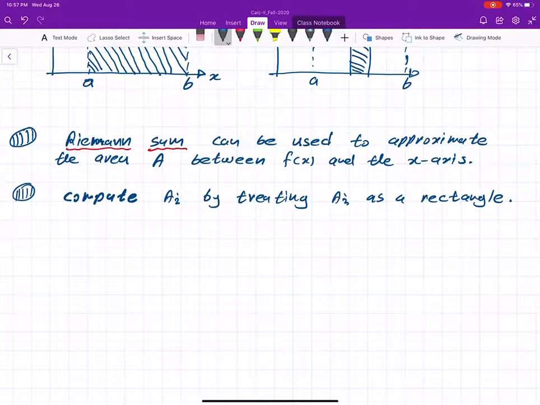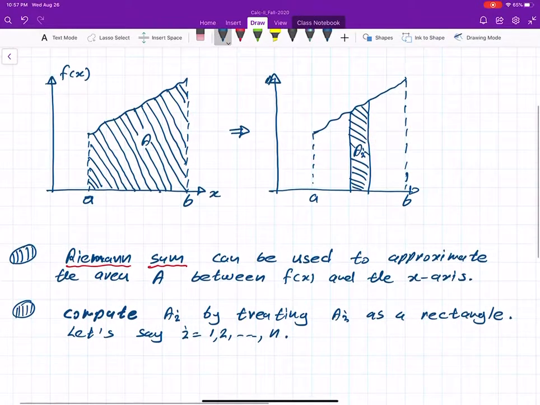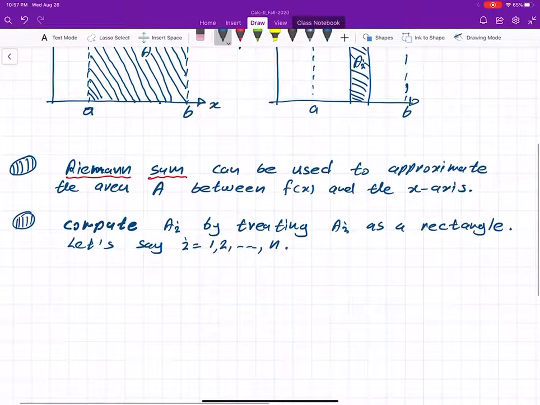Let's say your i goes from 1 to n. That means you make n stripes. You make n stripes. I will explain how this n comes later. For now, just consider you make n stripes.